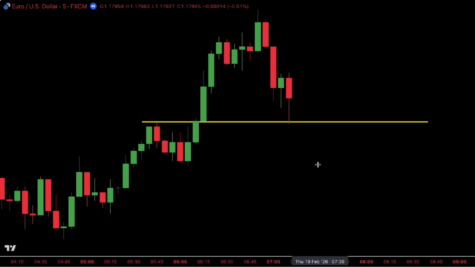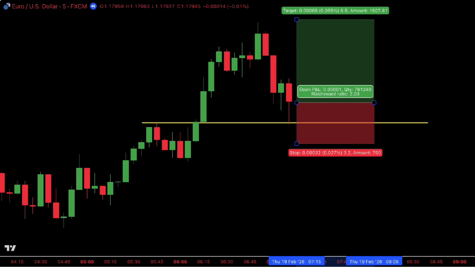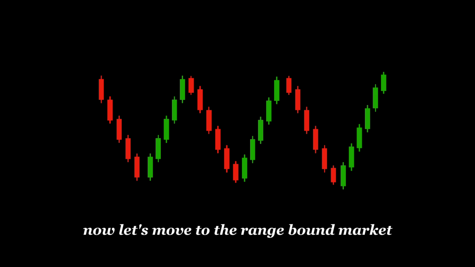Now we switch back to the 5-minute chart to execute the trade. We place our entry at the close of the tailed bar, set our stop loss below the support level to protect our position, and target the next key level on the chart. And as you can see, after entering the trade, the market continues moving upward and reaches the target. Now let's move to the range-bound market.